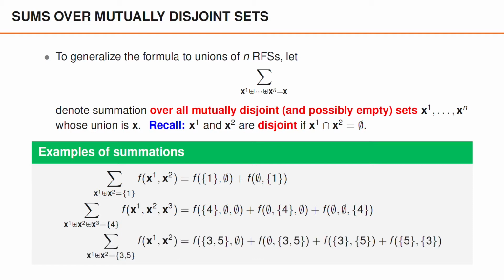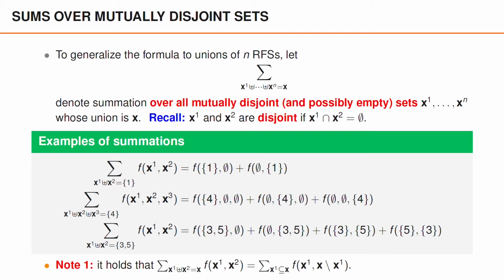Naturally, the sets may also contain more than one element, and if we look at the summation over disjoint sets x1 and x2, whose union is a set that contains the elements 3 and 5, there are now 4 possibilities. You can again verify that the intersections and unions of the two sets are correct in all 4 cases.